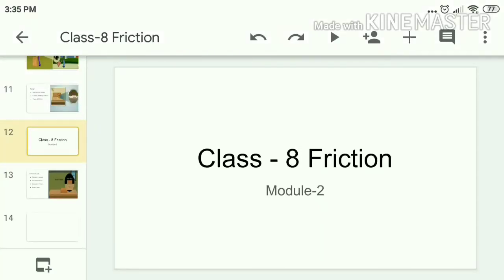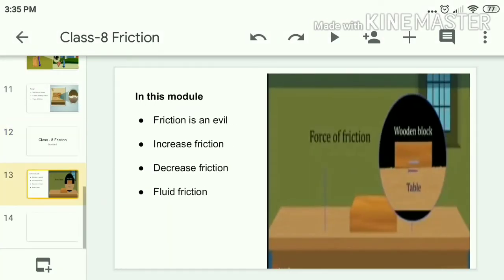Good morning, children. In the previous module, we learned the definition of friction and the factors affecting friction. Now, in this module, we are going to discuss the advantages and disadvantages of friction, how you can increase friction, in which situations we decrease friction, and at the same time, what is meant by fluid friction.